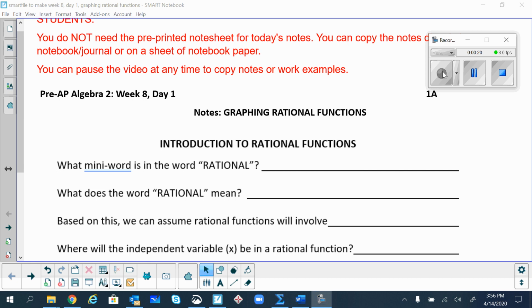Today we will graph rational functions. But what is a rational function? Take a couple minutes to read through the questions and see if you can answer them on your own.